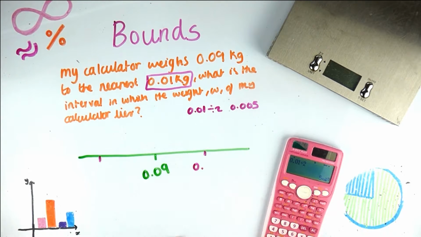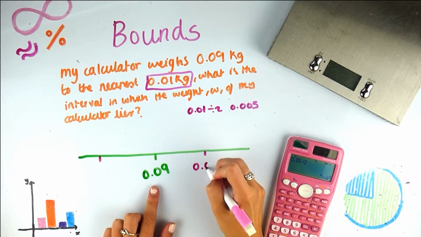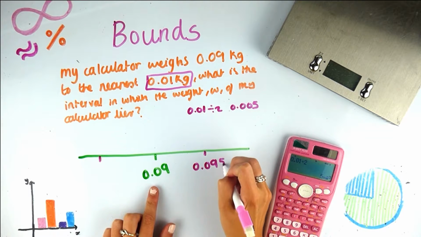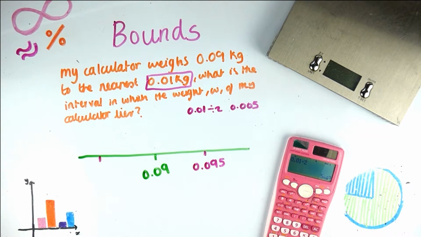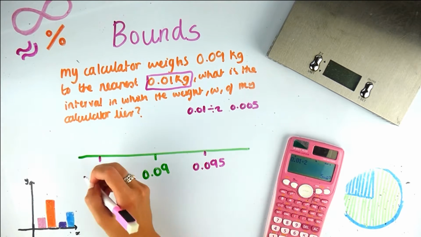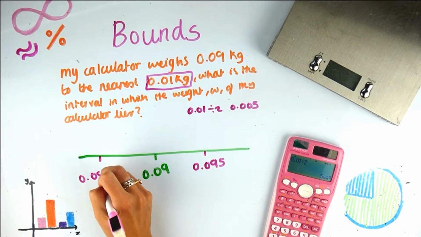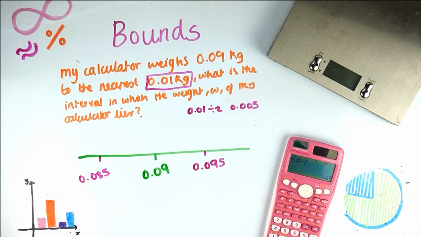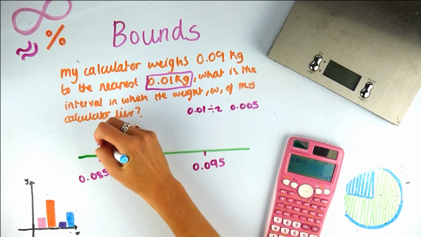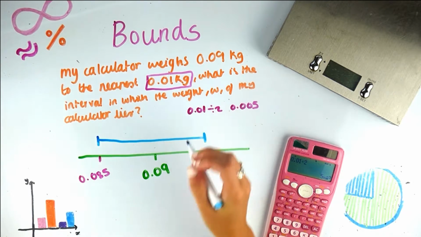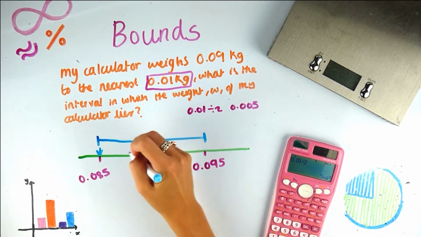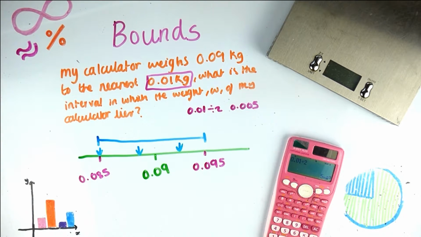So what we're going to get here, if it is a calculator paper, you can add that onto this value, 0.095, that side. And then on this way, if you take away half the unit, we get 0.085. And these are all kilograms. So I know that the weight of my calculator is somewhere in this part of the number line here. It could weigh this much, or this much. So I don't actually know how much it weighs, I know it weighs somewhere in that region.